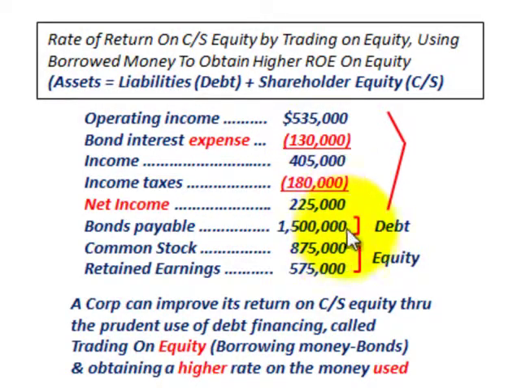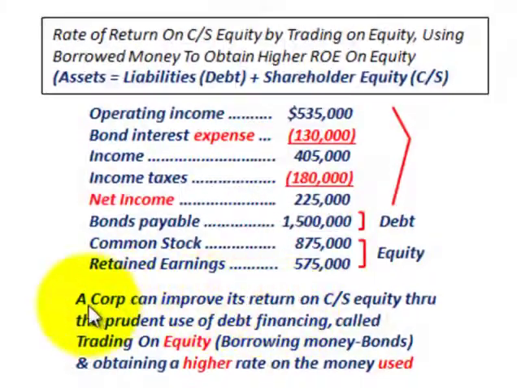Now this is where our trading on equity comes into play. So we're going to have our bonds payable, $1,500,000, and that represents our debt here, and then our common stock plus our retained earnings, that's our equity. So we have common stock $875,000, retained earnings $575,000. So if we do a comparison, our bonds payable of $1.5 million compares with the equity. We have the same amount as debt with equity. Our equity is just $1,450,000 if you do your arithmetic, but nonetheless they're comparable, so equal amounts.